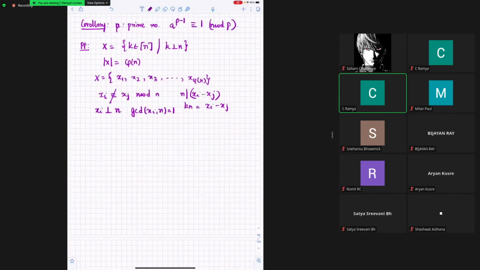Now we are going to do something that we just did for Fermat's theorem. In Fermat's theorem, we considered two sets. One set had the elements that we are interested in: 1, 2, 3, and so on up to p minus 1. What was the other set? It was a, 2a, 3a, and so on. So similarly, we are going to consider another set: ax1, ax2, and so on up to ax phi of n.